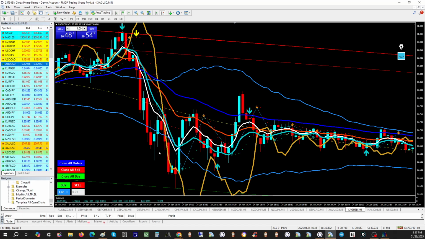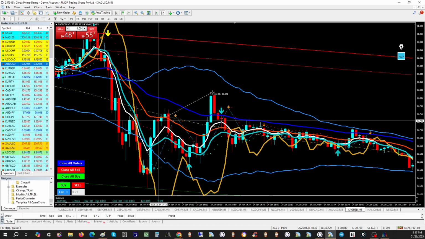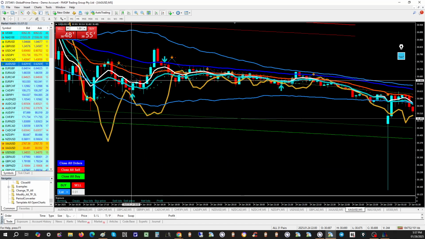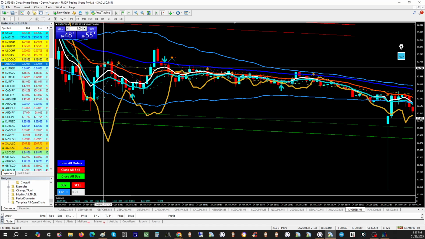Same thing for the bottom. You would have gotten in right about there, ridden it up, possibly would have gotten out there. If not, that one might have been a small loss. Very small loss. Let's go to the next one.